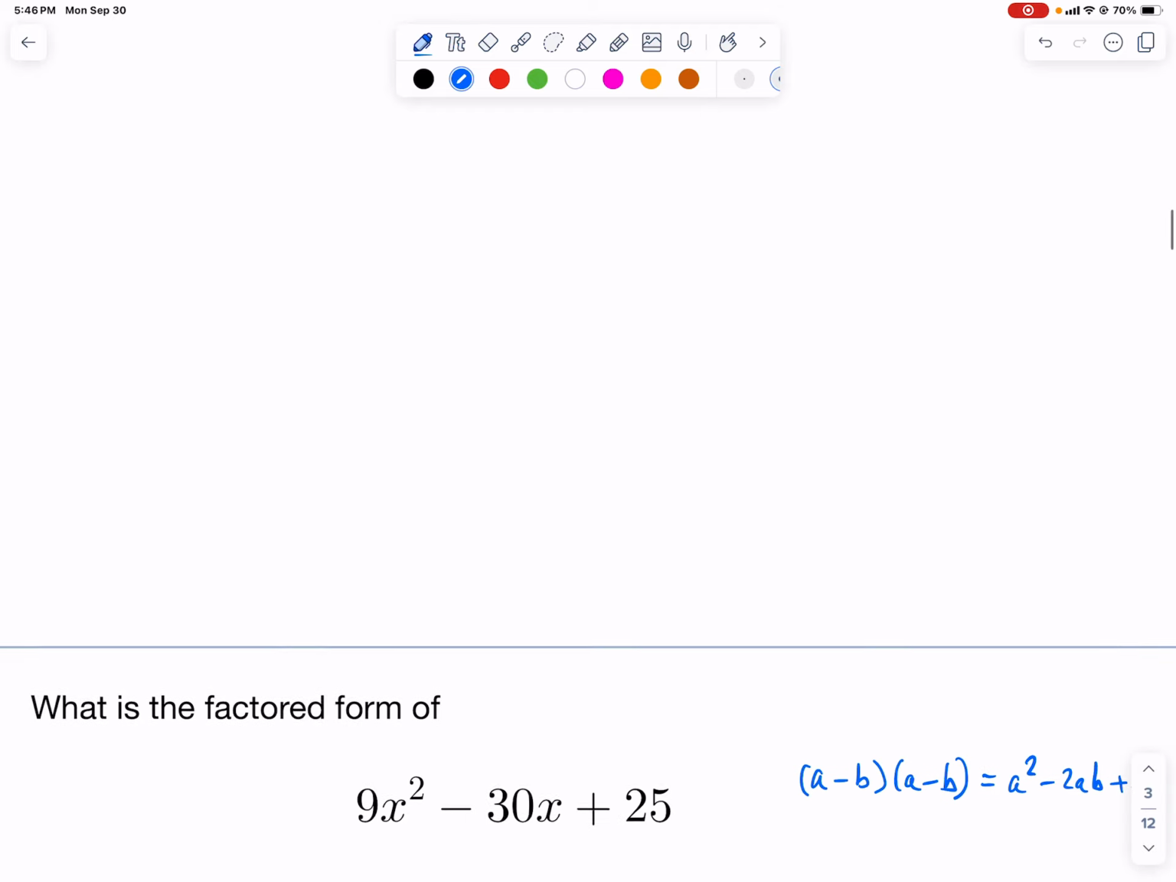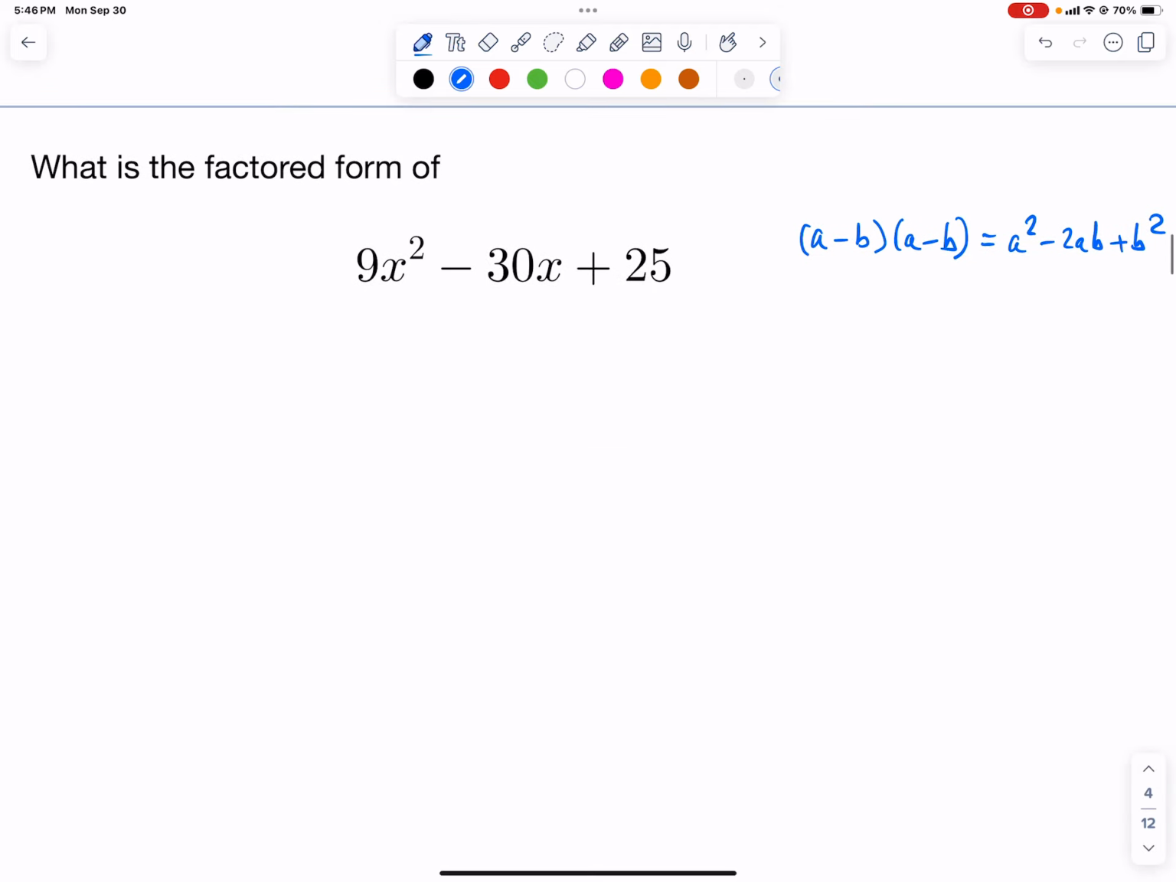Okay, let's take a look at another example. So here's the question. What is the factored form of 9x squared minus 30x plus 25? If you recall, a minus b times a minus b is in this format, and this matches this particular format. So let's identify our a. My a is going to be the square root of this quantity, and the square root of that is going to be 3x.